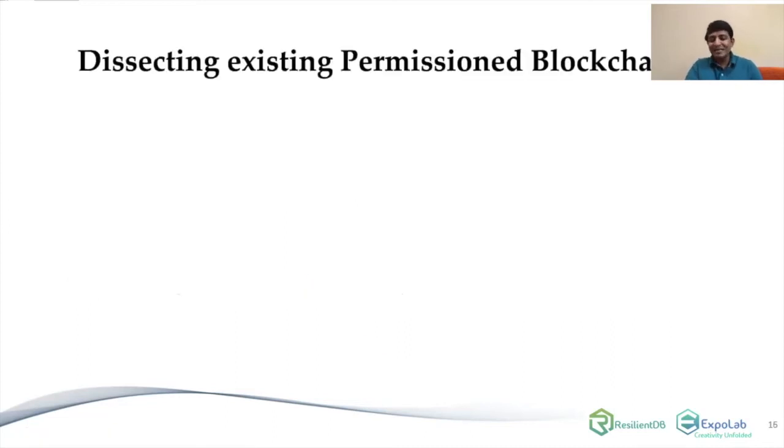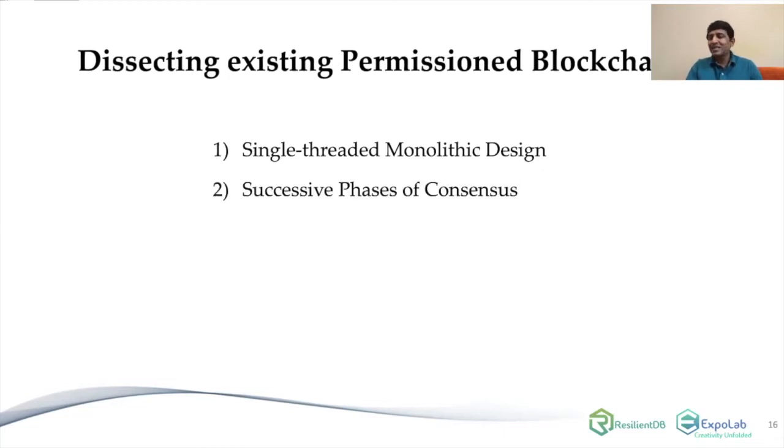So the first step in this study was to dissect existing permissioned blockchain systems and to understand what was going on inside them. The first thing we realized is that these existing permissioned blockchain systems have a single-threaded monolithic design. What I mean by that is that these systems have just one thread, and that single thread is running the whole protocol. In each protocol or in each system, there are multiple phases. And if a single thread is supposed to be doing all of those phases, then most of the requests will be just sitting in a backlog, and obviously system performance will be less.